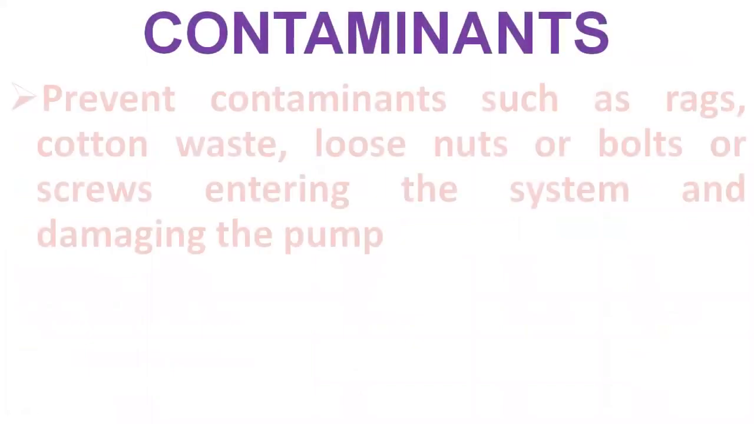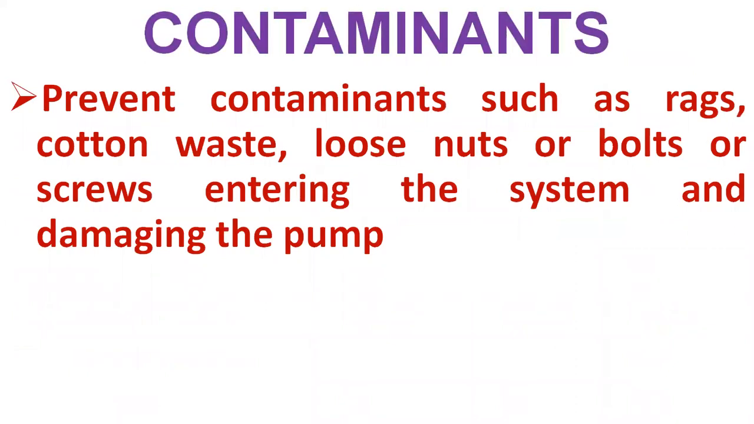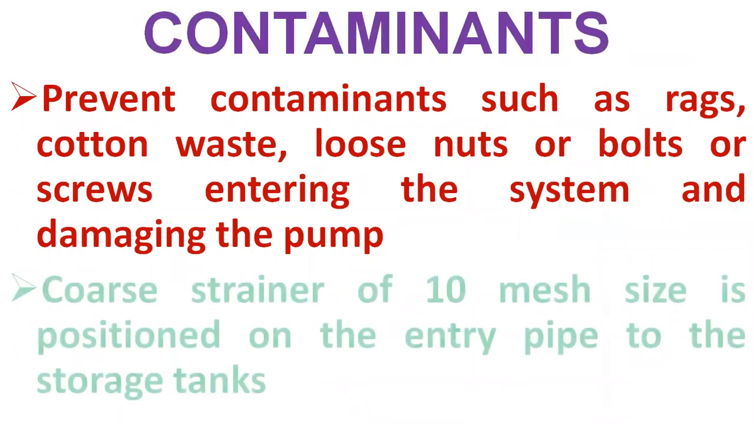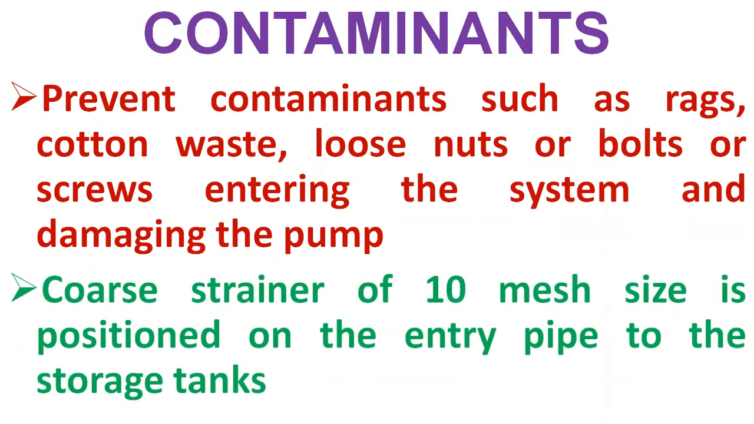Then we have removal of contaminants. Furnace oil arrives at the factory site either in tank lorries, by road, or by rail. Oil is then decanted into the main storage tank. To prevent contaminants such as rags, cotton waste, loose nuts or bolts, or screws entering the system and damaging the pump, a coarse strainer of 10 mesh size, which is not more than 3 holes per linear inch, is positioned on the entry pipe to the storage tank.